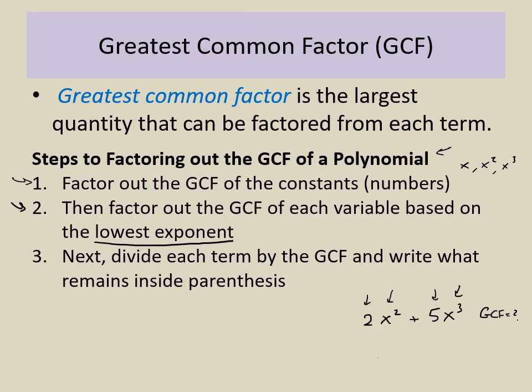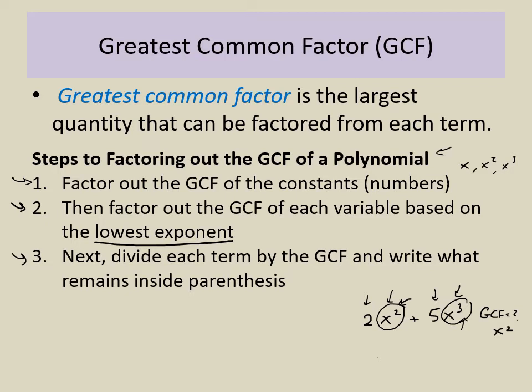So in this case, what I'm going to factor out is x squared. That's the one with the lowest exponent. I cannot factor out x cubed, okay? Because x cubed does not go into x squared. X squared goes into x cubed because it's smaller. So the second step is factor out the GCF of the variable with the smallest or the lowest exponent that is common. Next, we are going to divide each term by the GCF and write what remains inside the parentheses.